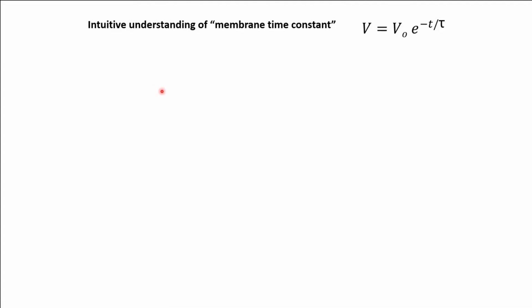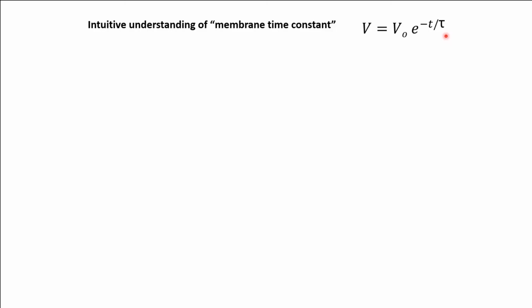Let us try to understand this term membrane time constant in slightly more detail. We have V equals V naught e to the power minus t over tau. And one thing that is clear from this equation is that tau would have the units of time, because this term t over tau must be a dimensionless quantity. So tau has units of time, seconds or milliseconds.